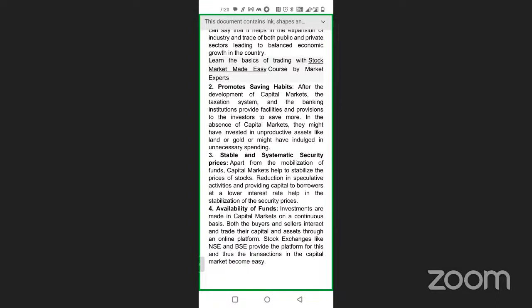Third one, if you reduce the bad speculation and increase the good speculation, then also we will talk about the market is going to be safe, the prices are stable, systematic security prices are good, and people eventually want to make investments in the capital market.